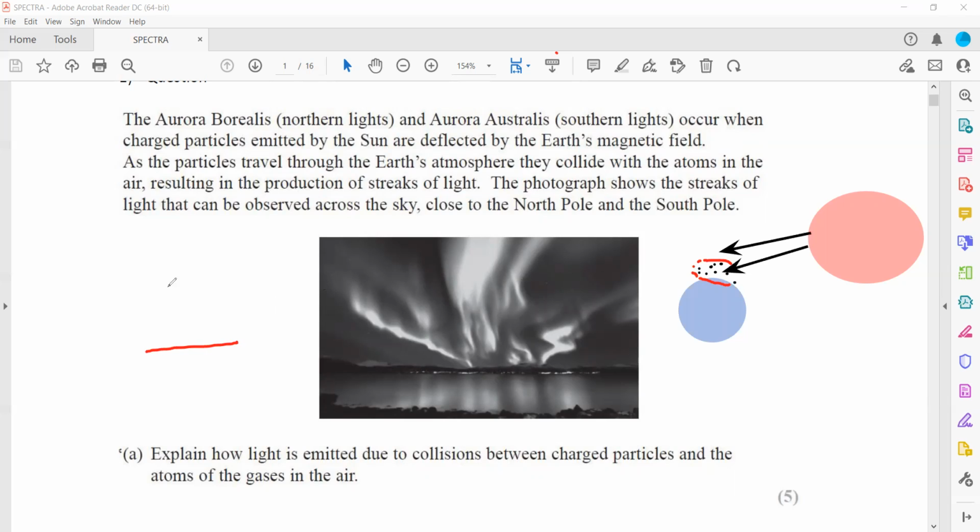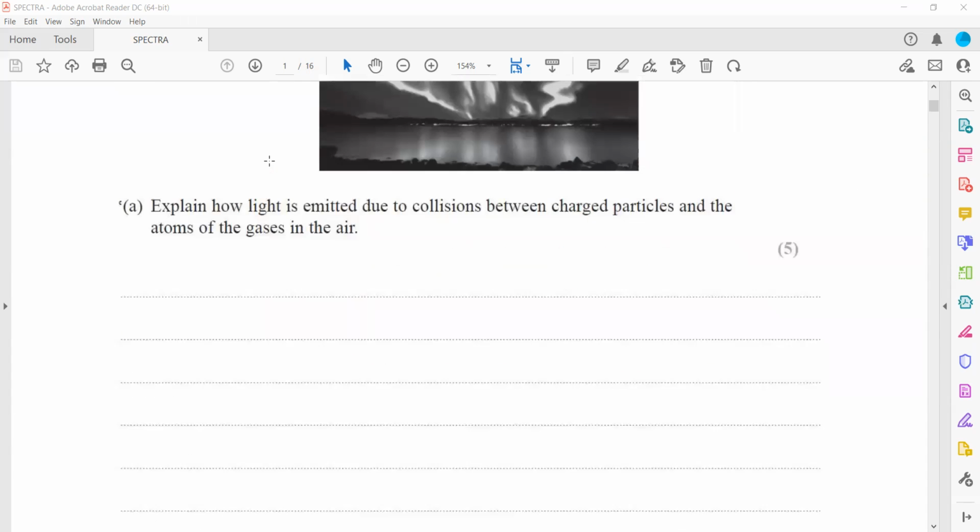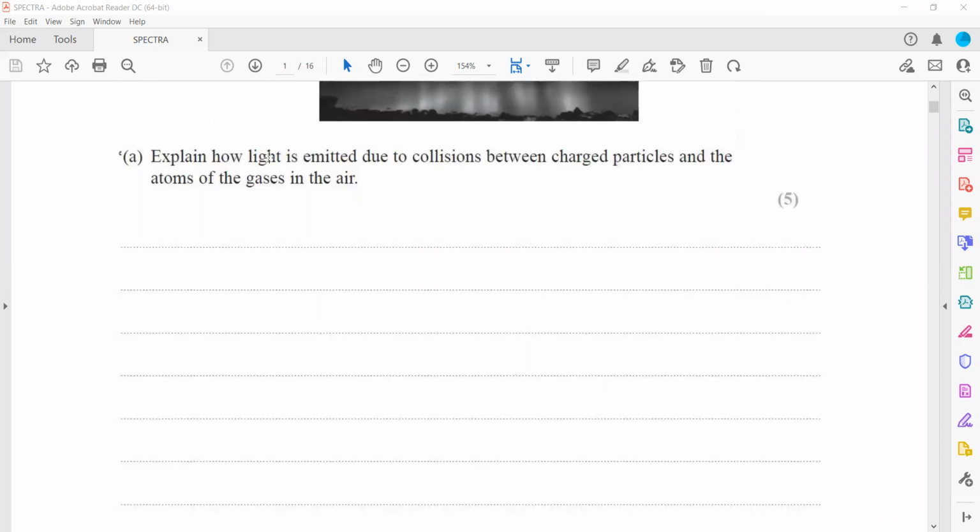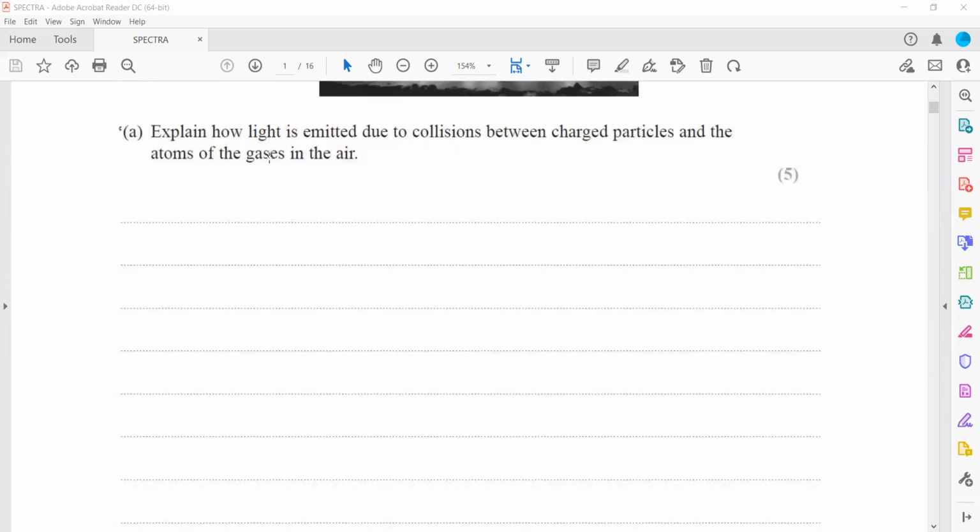Because these atoms have shells, different elements have different shells, and the electrons which are present in an atom absorb energy from the collision of the charged particle, they jump and return back, and they release a certain energy photon. This is what happened. The question is, explain how the light is emitted due to the collision between the charged particles and the atoms of the gases in air. So how is this light produced?